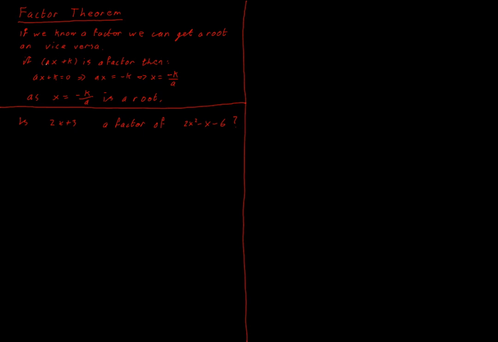So if we take an algebraic type example, if we know that a multiplied by x plus k is a factor of a particular polynomial, then we could set that factor equal to 0. We could find out what value of x is going to make this equal to 0 and rearrange it, and we get that x is equal to minus k all over a is going to be a root of that polynomial. So if this is a factor, we end up with this as a root of the polynomial.